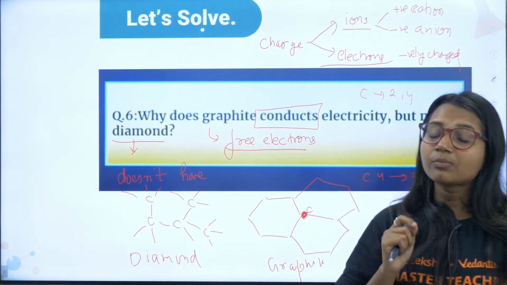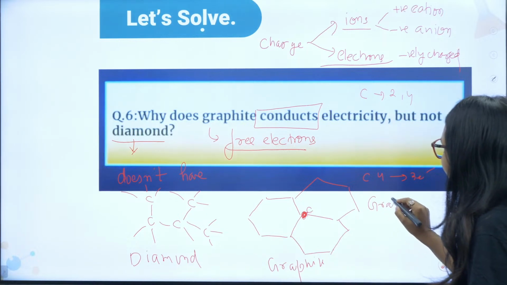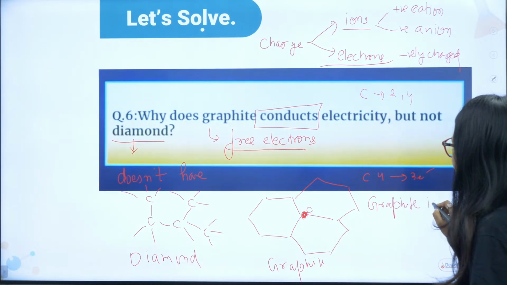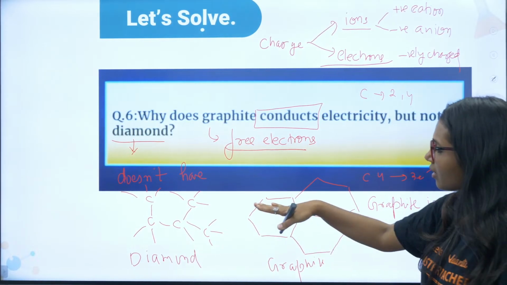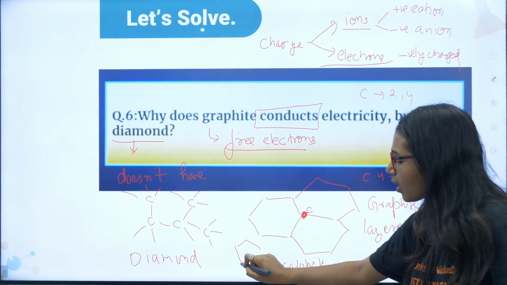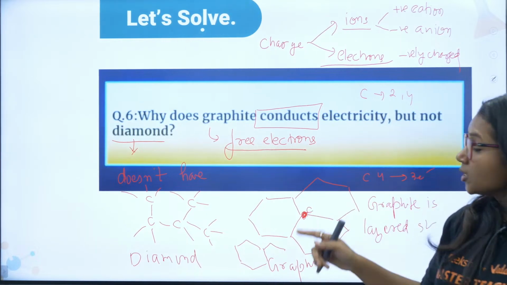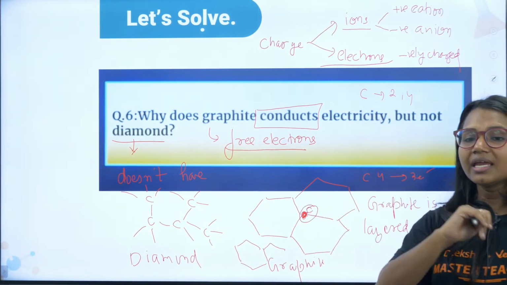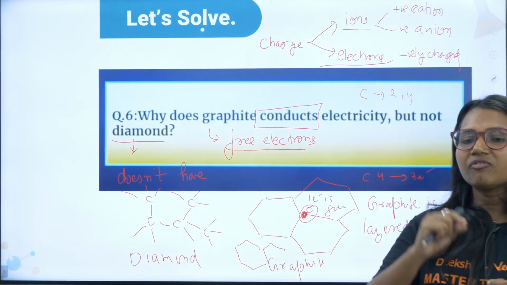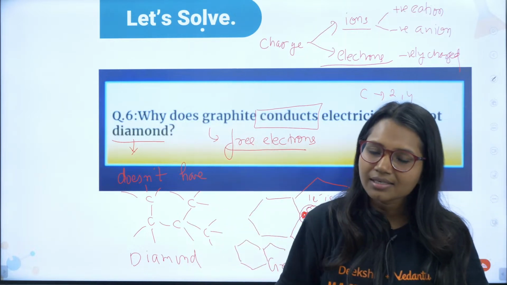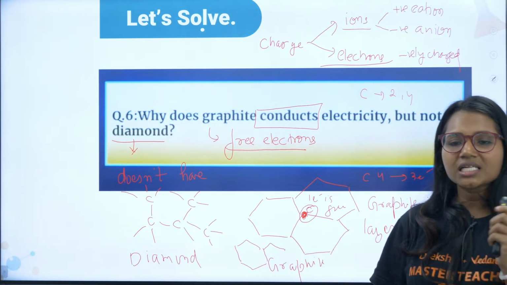Now you have to explain why graphite has the free electron. So graphite is a layered structure. One layer like that, and again there will be one structure like this. One after another, it is like a sheet structure, layer. So that's why carbon is using 3 electrons, and 1 electron of carbon is free. Because of this free electron, it is conducting electricity. Okay, did you guys understand this? I hope you guys have understood.